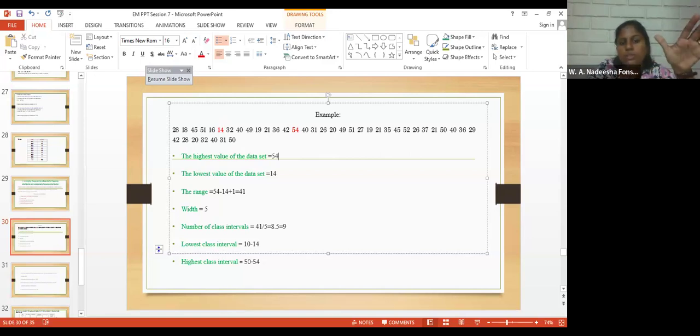So previously I told you, to find the number of class intervals, we have to find the range and divide by the width. So the range is 41 divided by 5. That becomes 8.5. There is no half value for intervals now. Therefore, we have to define 9 class intervals.